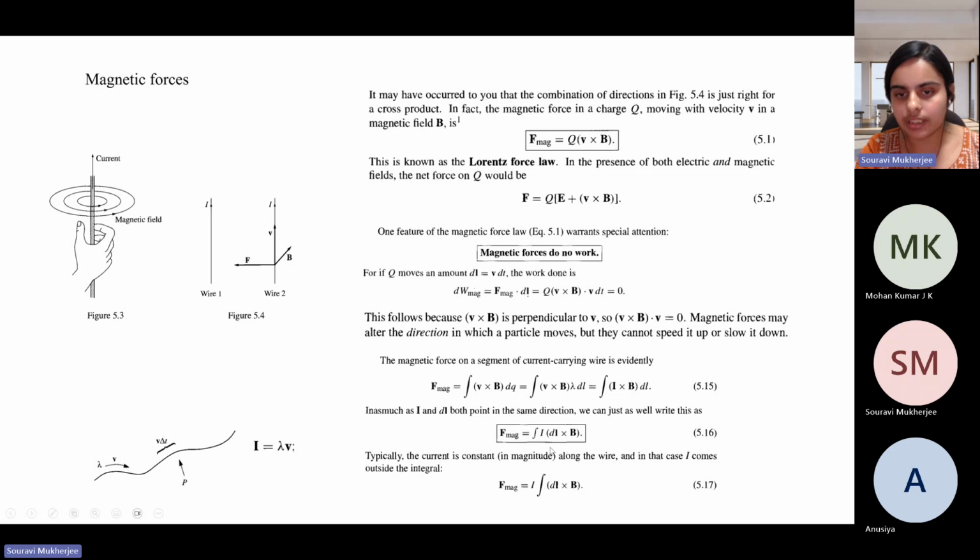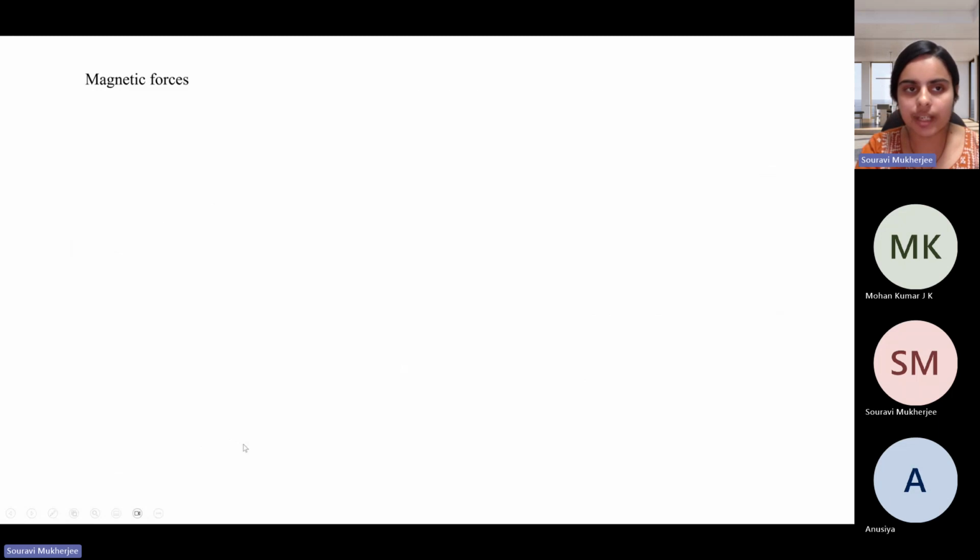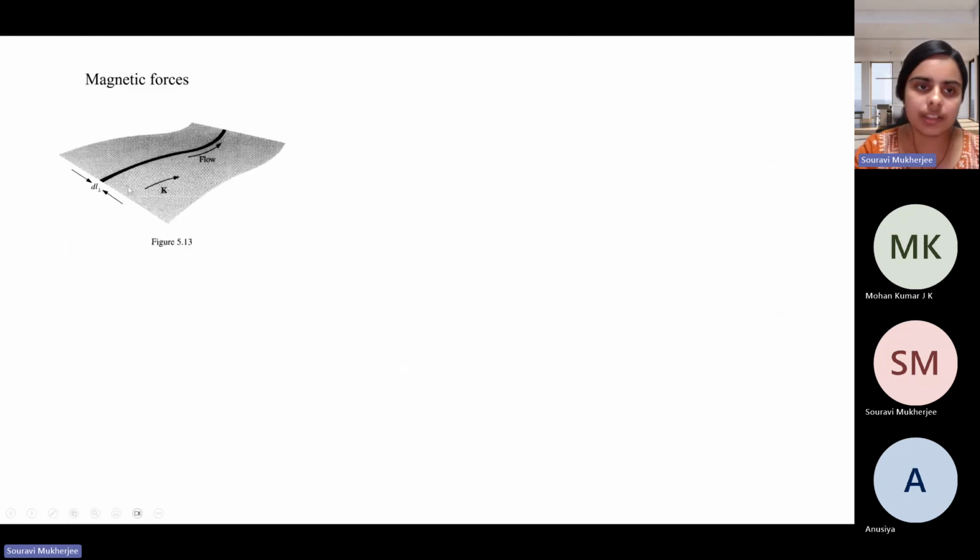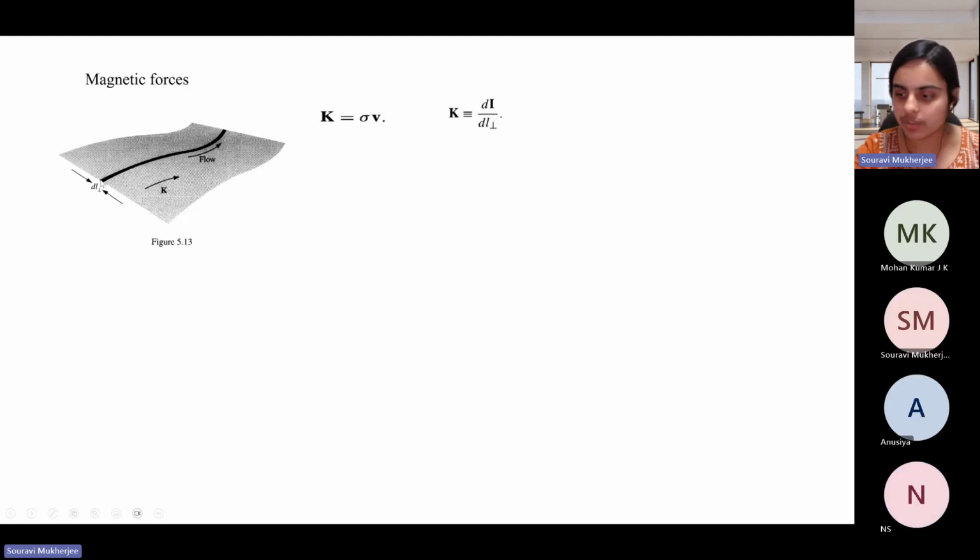So that is what I was talking about, a current carrying wire. But now if you have a distribution where a surface current density is flowing over a sheet, there you can define the surface current density as sigma into V, where sigma is the surface charge density and V is the velocity of the charges. This can also be defined with dl perpendicular. So dl perpendicular is the width, along the direction which is perpendicular to the flow of the current, right?